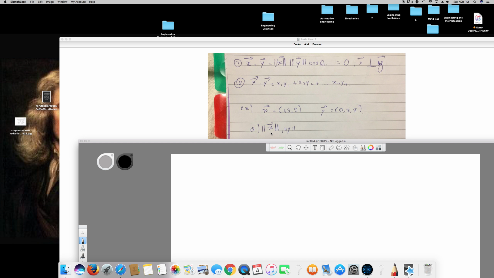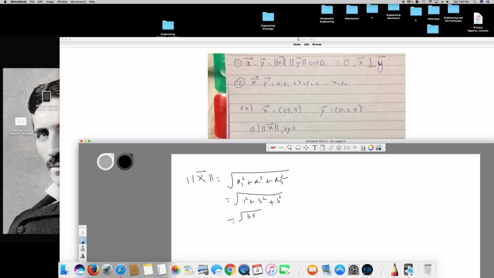So to find this x magnitude, we have to use this formula. X magnitude is equal to the square root of x1 square plus x2 square plus x3 square, whatever the values x carries. In this case it carries 1, 3, 5, so I'm going to just square it. 1 square plus 3 square plus 5 square, which gives 1 square 1, 3 square 9, 5 square 25. 25 plus 9 is 34, 34 plus 1 is 35, root 35. That is my x magnitude.